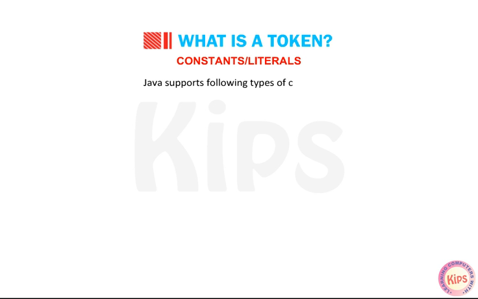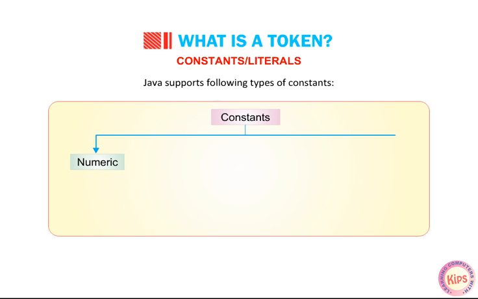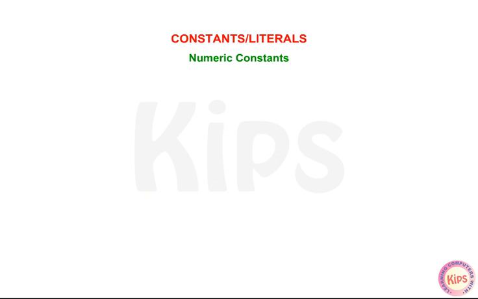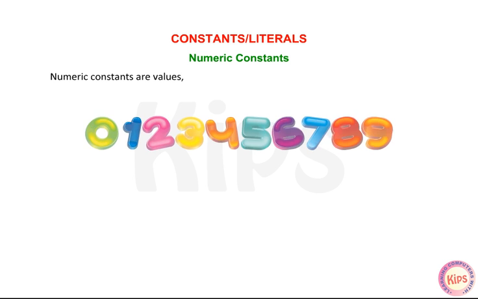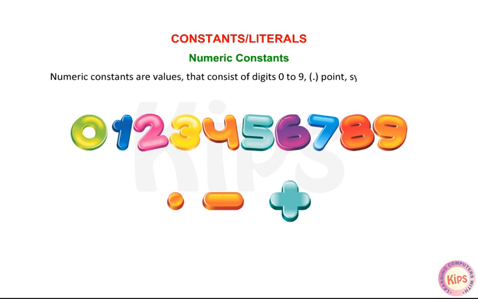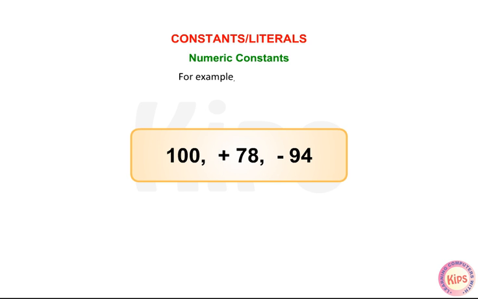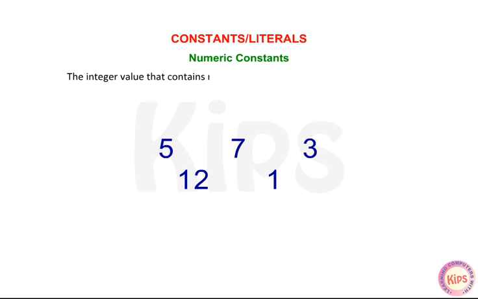Java supports the following types of constants. Constants: numeric, non-numeric, boolean, null, integer, real, character, string. Numeric constants are values that consist of digits 0 to 9, a decimal point, and the symbols plus or minus. They are of 2 types. Integer constants. Integer constants are values which represent whole numbers only. They can have positive or negative values. For example, 100, +78, -94. An integer value that contains no sign represents a positive value by default.